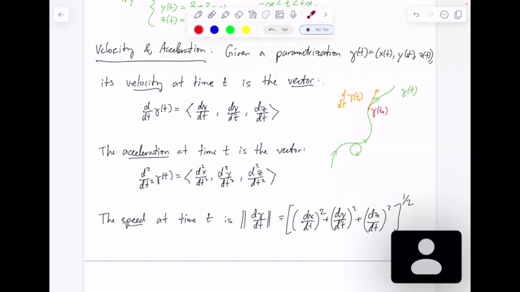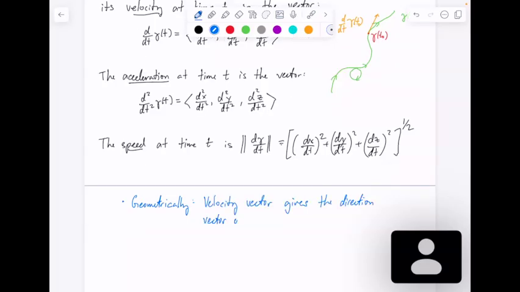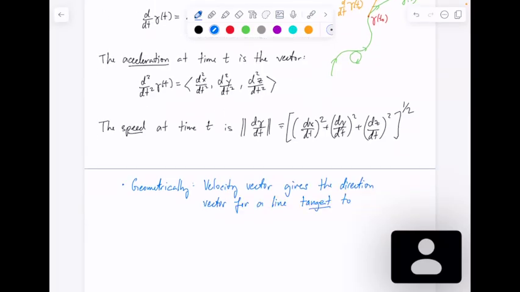So at any single point in time for my parameterized curve, the velocity vector gives me the direction vector of a line that is tangent to my trajectory. Let me write this down. Geometrically, the velocity vector gives the direction vector for a line tangent to gamma of t at any t.